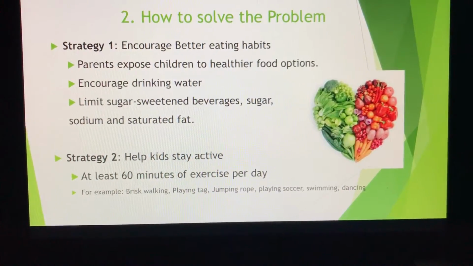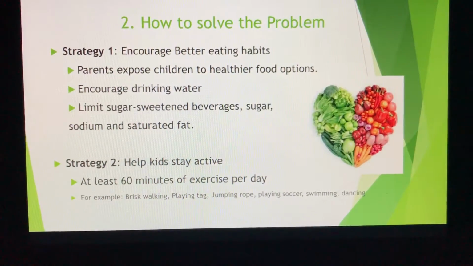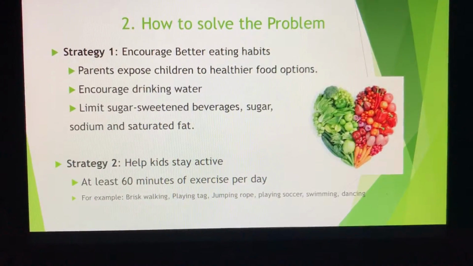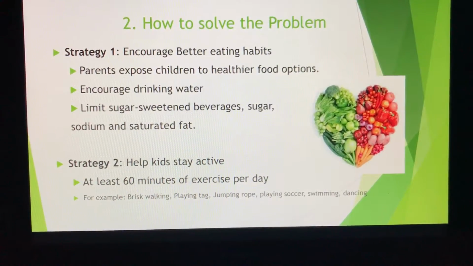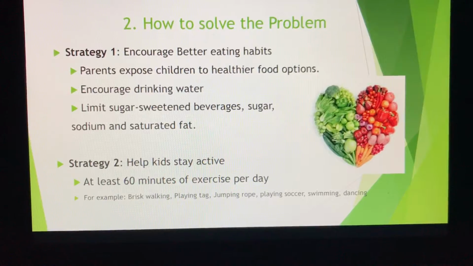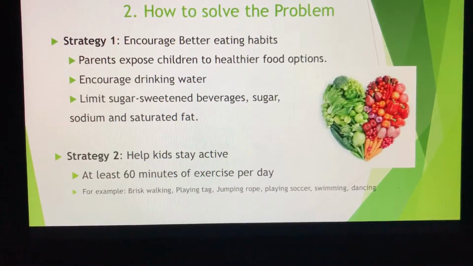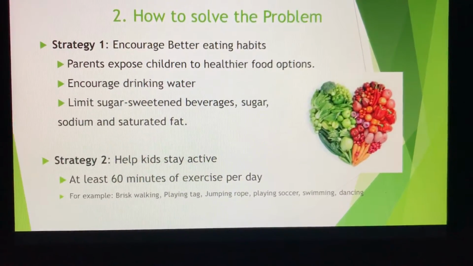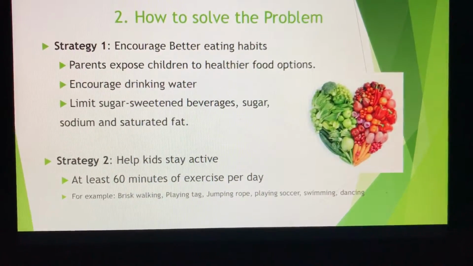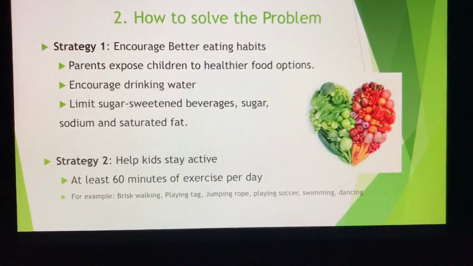So, the second strategy is to help kids stay active. So, kids are supposed to exercise for a minimum of about 60 minutes per day. And these type of exercises that they can do are simple exercises such as walking, or even exercises that may be enjoyable for the child, which can be a game such as playing tag or jump rope, or they can even just play a sport that interests them, such as soccer, swimming, or dancing.